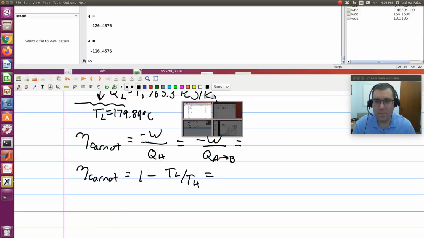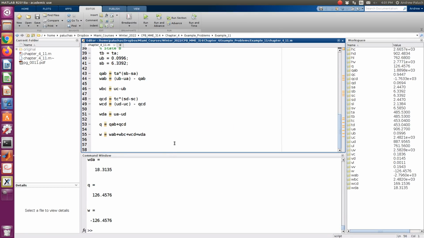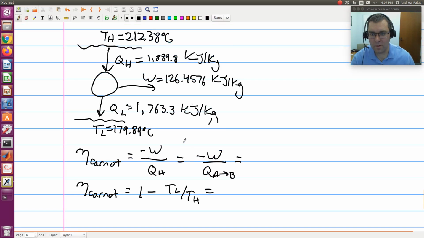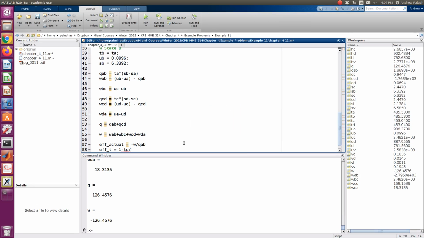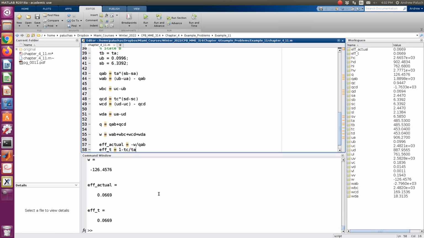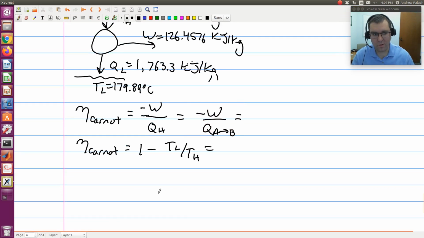So Carnot. So let me call this efficiency actual. So we said negative W divided by QH, which is QAB. And our efficiency due to temperatures is 1 minus TL. We were labeling that temperature C and D. So we'll just do TC divided by TA. And they both are exactly the same. Woohoo! Both are 0.0669.